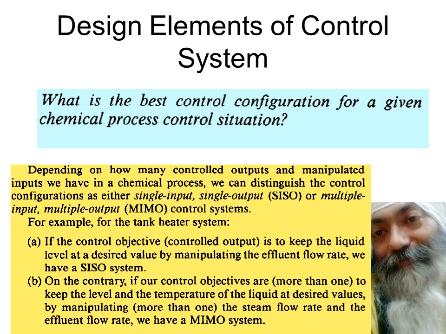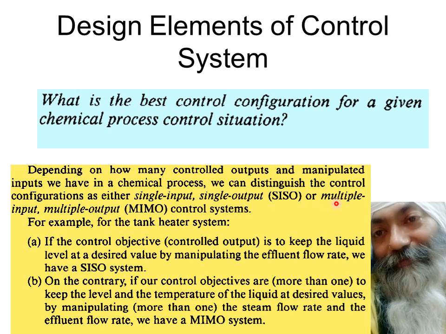Now, first of all, we have to identify whether our process is SISO or it is MIMO. What is the meaning of SISO? SISO means single input, single output. It's a simple thing. There's no interaction as such between the input and the other inputs. There might be neighboring inputs, but they are not interacting, so we still call it a single input and single output system.